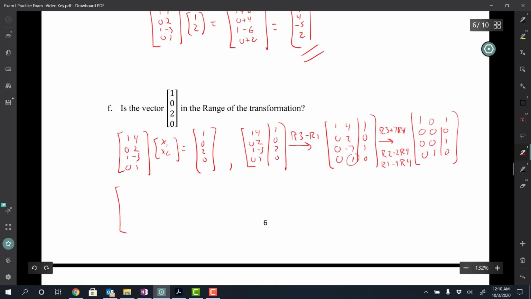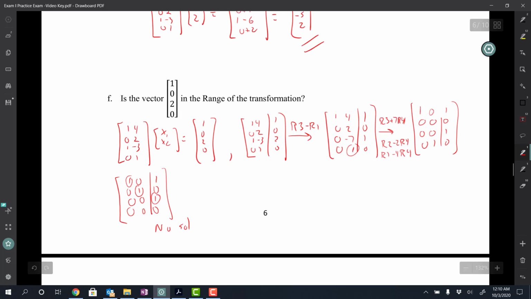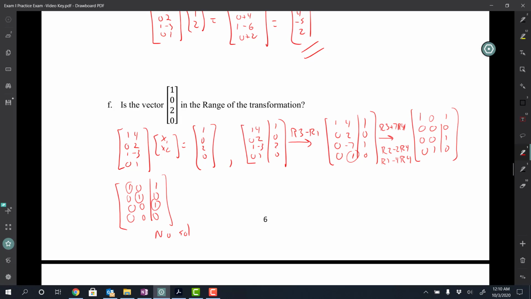Then I'm just going to reorder my rows. I'll have 1, 0, 1. Next I'll put row 4, which will look like this. Then I'll put row 3, which looks like this. And lastly, row 2. I'll identify my pivots. And in this case, I see there's going to be no solution because I have a pivot in the far right column, a pivot in the augmented column. No solutions means that that vector is not in the range. So this tells me that 1, 0, 2, 0 is not in the range of the transformation.